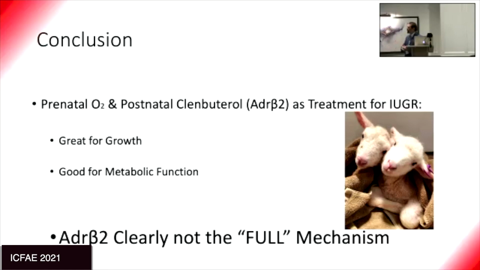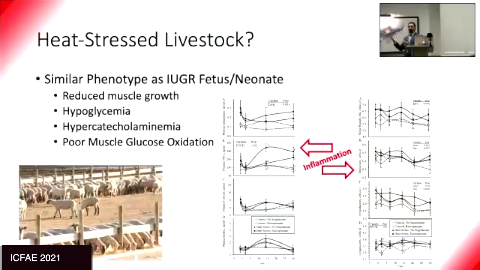And so both of these studies together, the oxygen study and the clenbuterol study, show us that although obviously that beta-2 deficit is involved, it's not the whole story. It's clearly not the full mechanism. So we're left looking for another mechanism, and we just happened to be performing a study that had nothing to do with fetal programming. This is just a traditional heat stress study in feedlot lambs as a proxy for feedlot cattle. And we heat stressed them for 30 days.